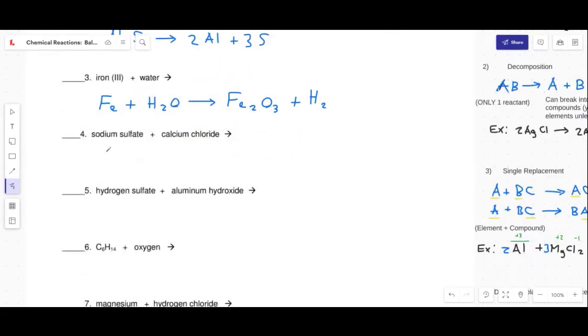Now, what about number 4? What would that be? Sodium sulfate and calcium chloride. Sodium sulfate, H2SO4. Yep, that's double replacement. We're in the lightning round, people. Double replacement. Of course, this was single replacement. And then calcium chloride, because that's another ionic compound.